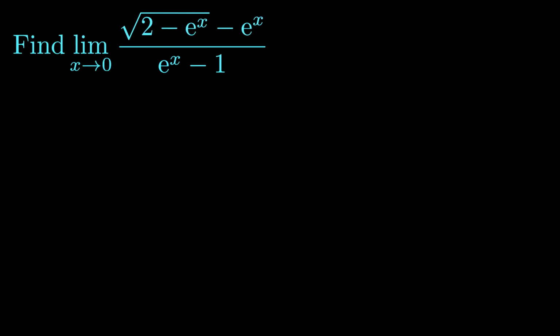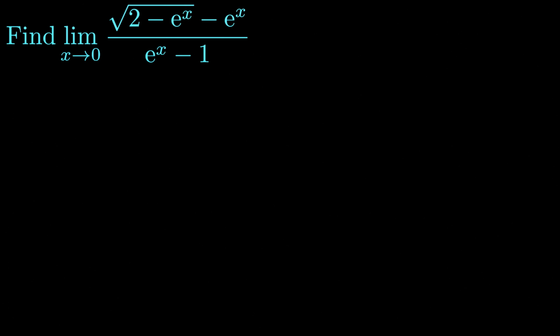Hey everyone, in this video we're going to find the limit as x goes to 0 of the square root of 2 minus e raised to x minus e raised to x, all divided by e raised to x minus 1. Now we can't just let x go to 0 as we would then be dividing by 0, which isn't allowed. So we're going to solve this limit via two different methods.